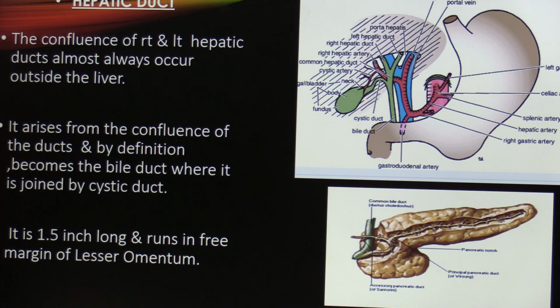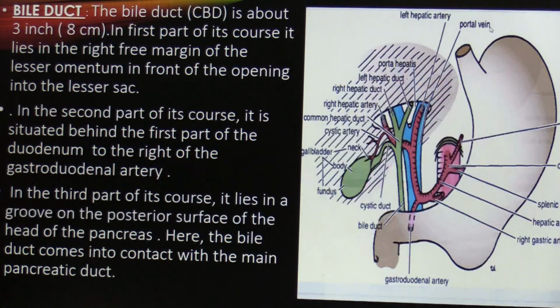Now coming to the hepatic duct, it is the confluence of right and left hepatic ducts. It almost always occurs outside the liver. It arises from the confluence of ducts and by definition becomes the bile duct when it is joined by the cystic duct. It is 1.5 inches long and runs in the free margin of lesser omentum. The bile duct is also known as common bile duct.